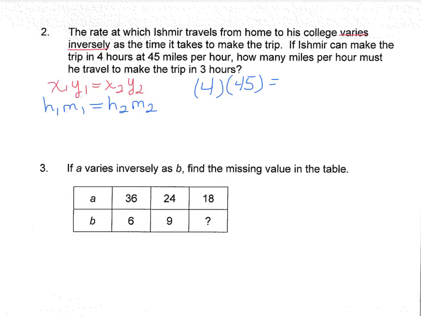So 3 is going to be my H2, and I'm looking for my M2. All right, so 4 times 45 is 180, equals 3M. We're going to divide each side by 3, and we get 60 equals M.